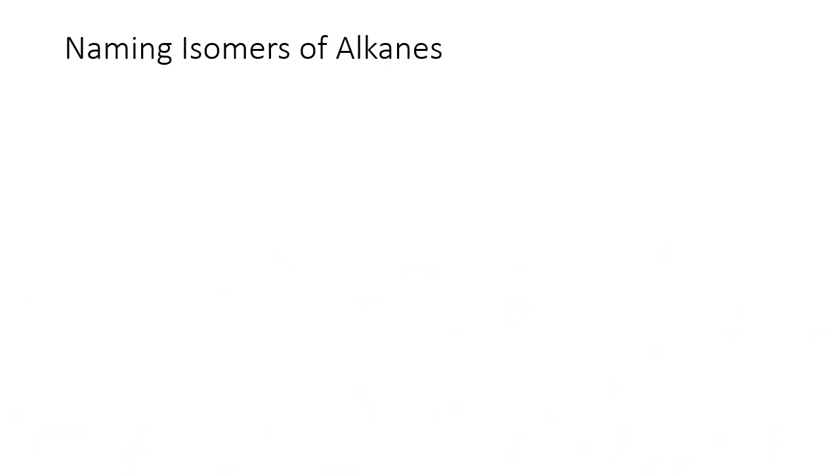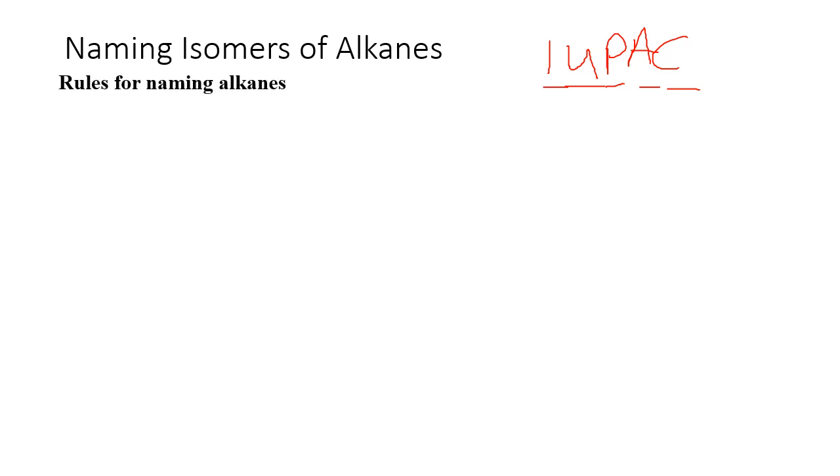So let's look at naming of isomers of alkanes. When we talk of naming isomers of alkanes, we talk about an organization which comes up with rules. This organization is called the International Union of Pure and Applied Chemistry. These guys come up with rules that we follow to actually name alkanes. We don't just name our alkanes. So let's talk about those rules.